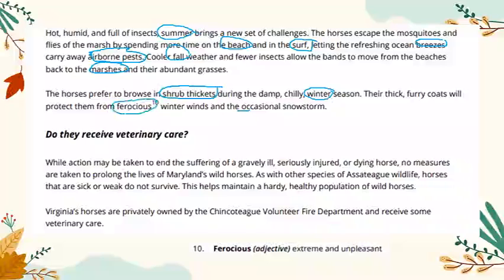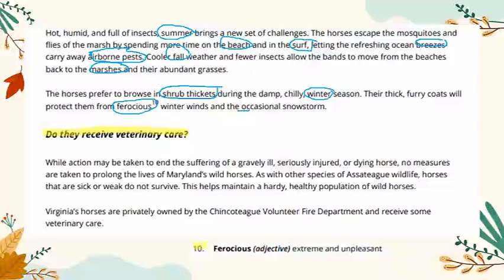Oh, that sounds rough. But it is a barrier island, and so we know there are going to be some rough conditions there. All right, so as we move to the next section, let's notice that we do have a heading here. Do they receive veterinary care? And a moment ago, we looked at the vocabulary word ferocious. So let's shift back to the pen. Do they receive veterinary care?